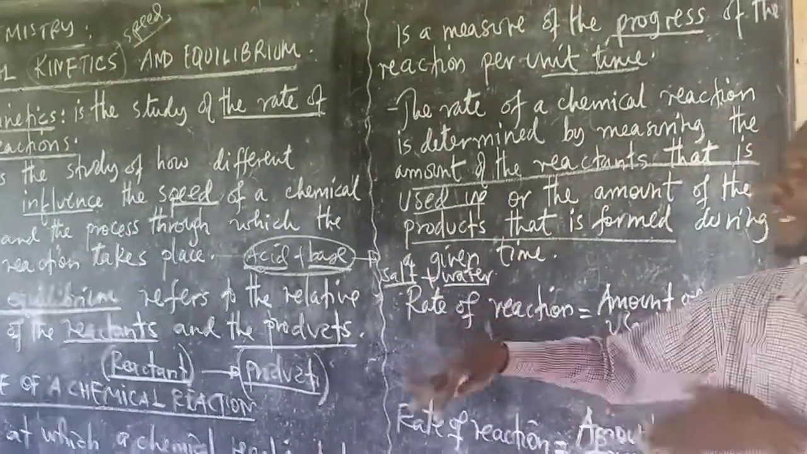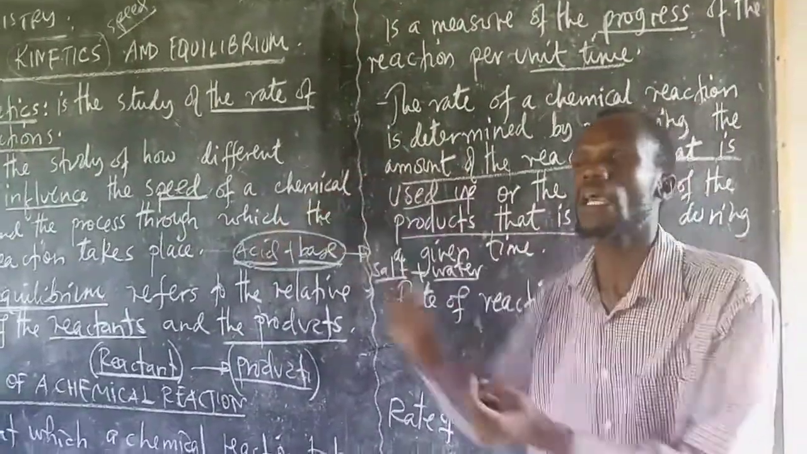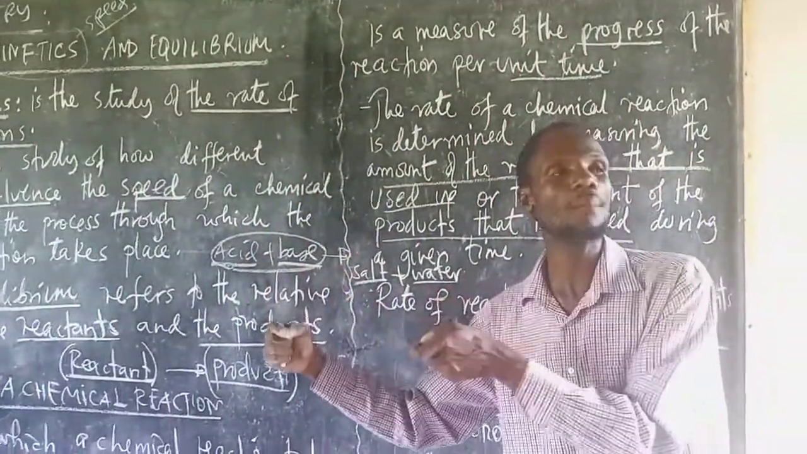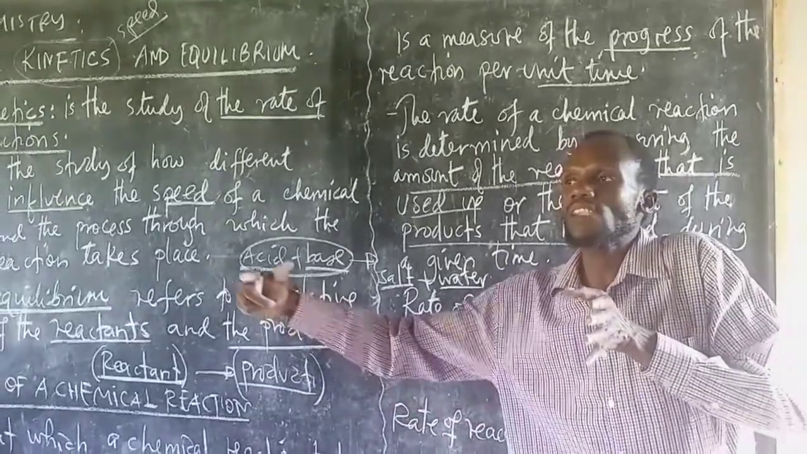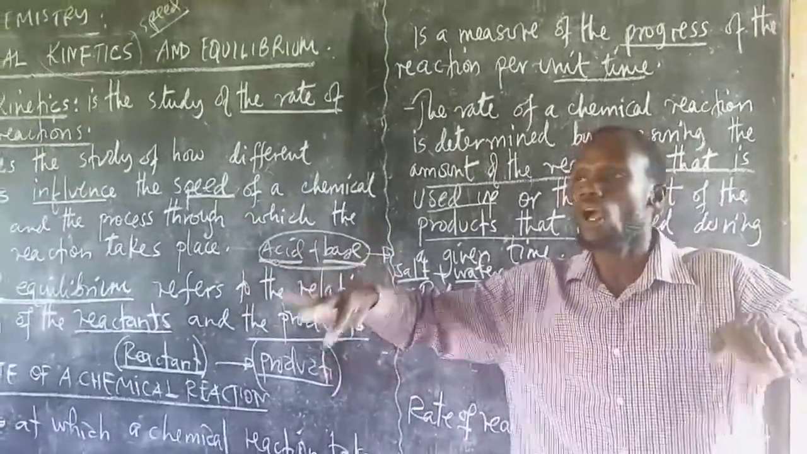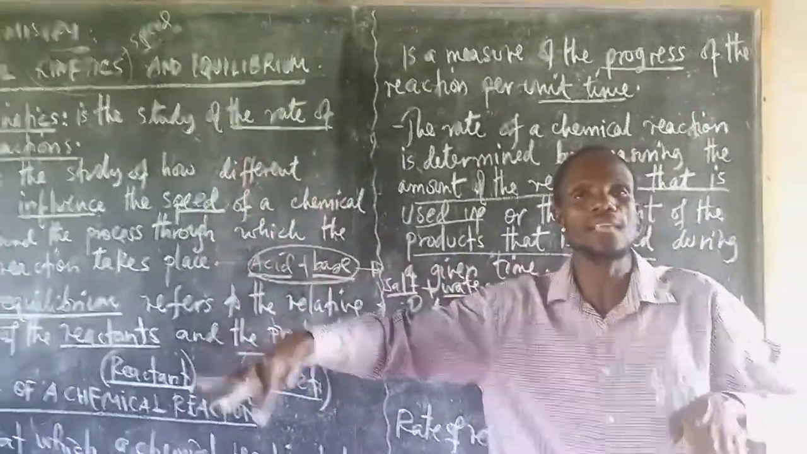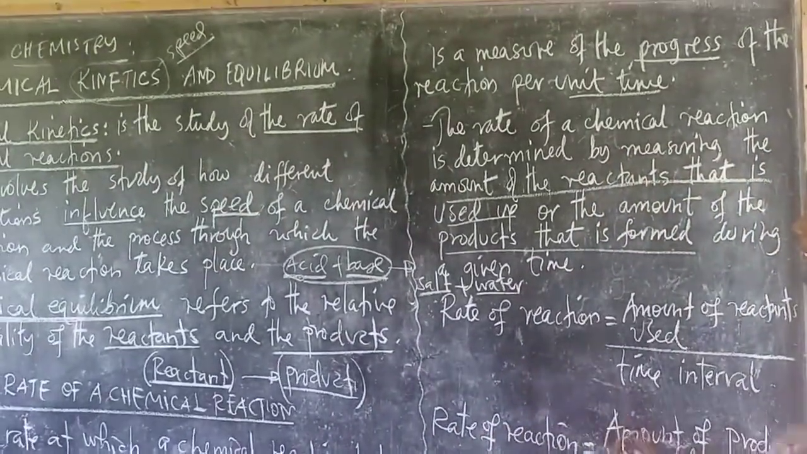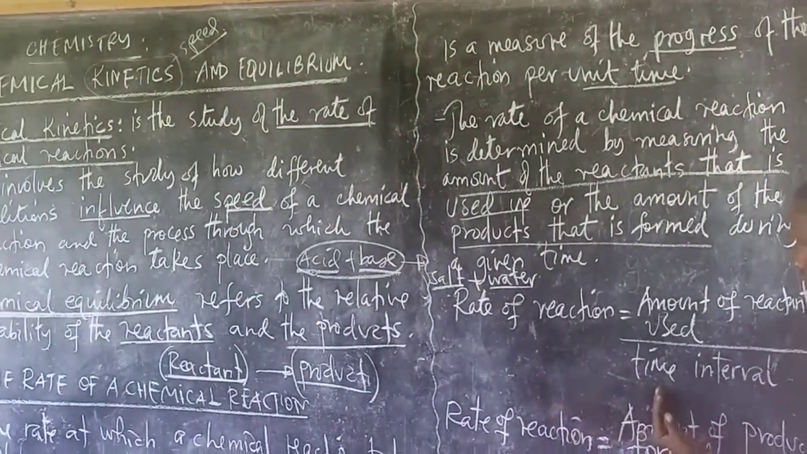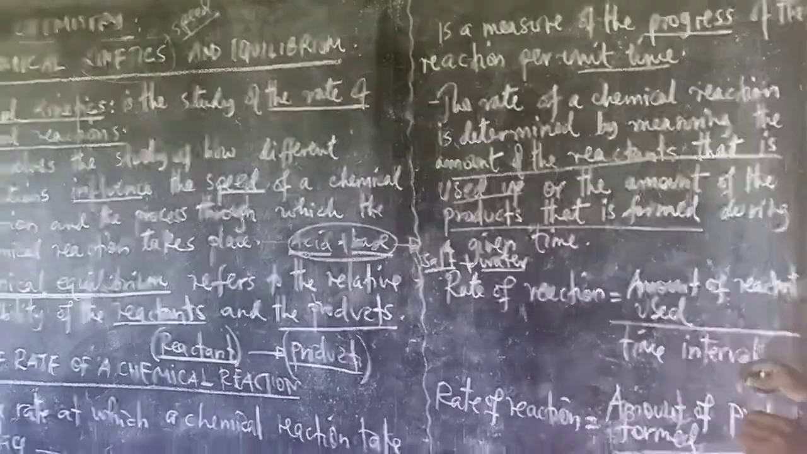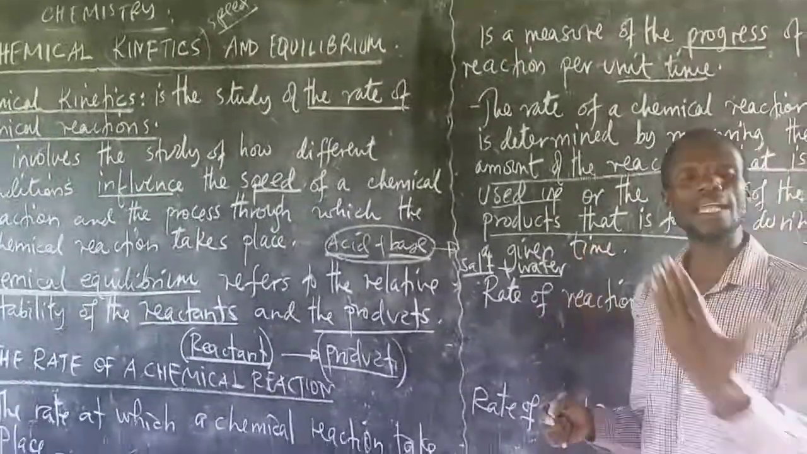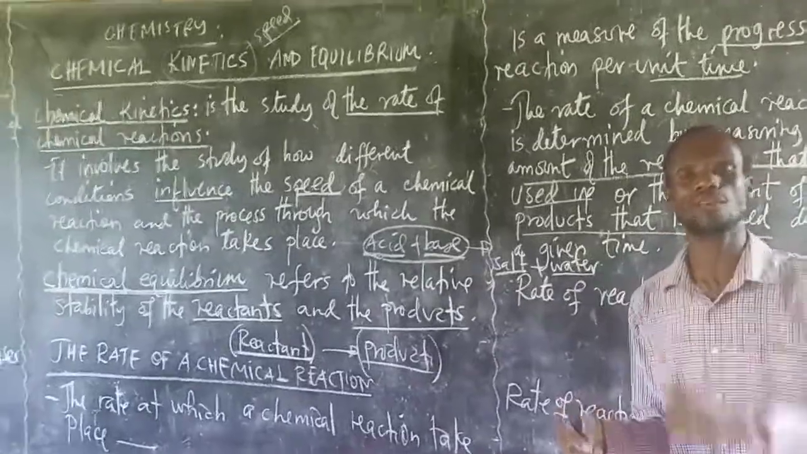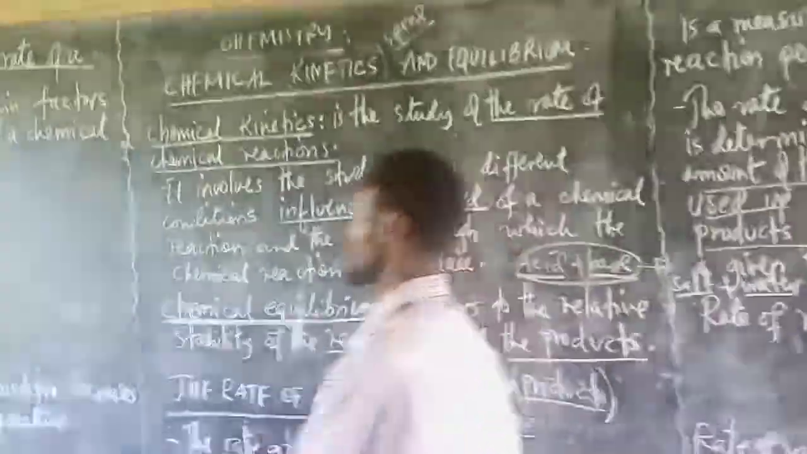That is why the second part of this topic is all about equilibrium. Chemical equilibrium means we are comparing two things here: the reactants and the products. And we cannot do so if we do not have both. So this is all about the rate of chemical reaction. Now, what are the factors that determine the rate of the chemical reaction? Here they are.